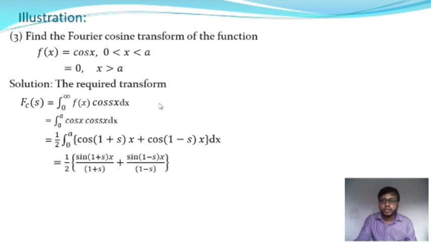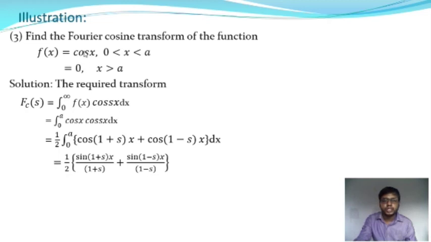So I have already mentioned in the previous slide, where the function Fs of s is a Fourier sine transformation. In this problem we are going to find the Fourier cosine transformation of the function f(x) = cos x, defined in the interval 0 to a. So Fc(s) is equal to the integral from 0 to infinity of f(x) cos(sx) dx, and the function f(x) is piecewise continuous.